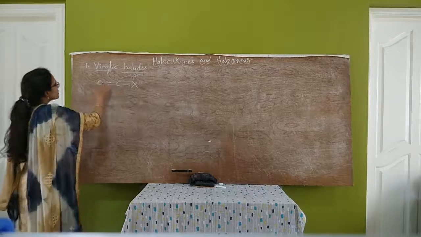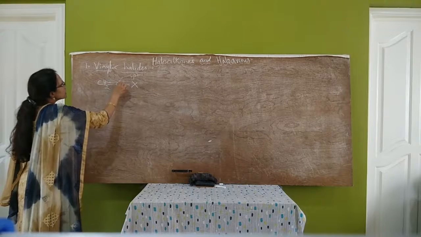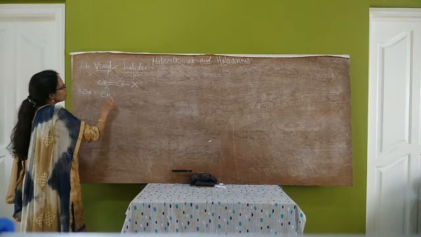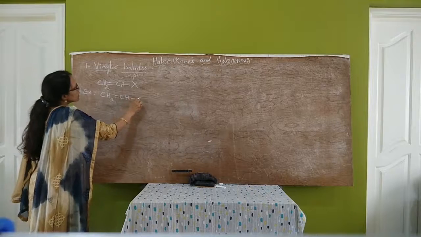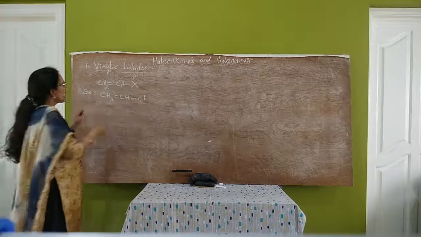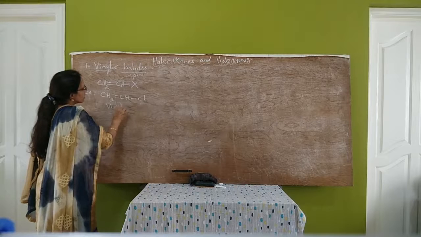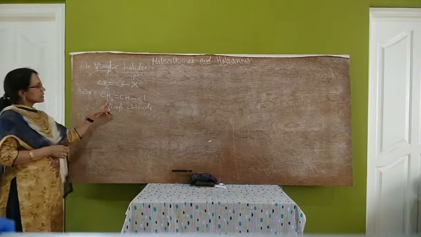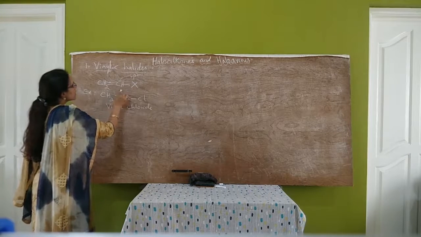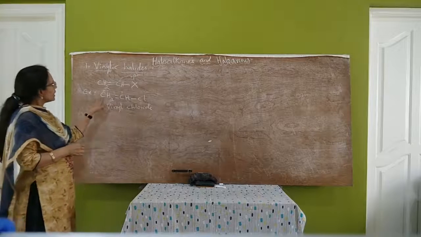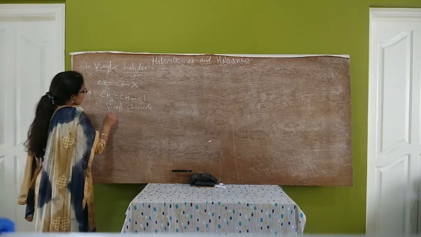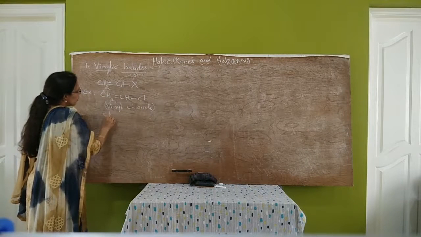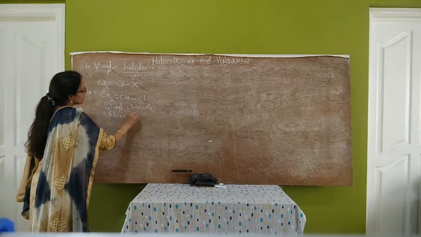So complete the valency: CH2=CHX. For example, you can write CH2=CHCl. This is called vinyl chloride. The common name of this compound is vinyl chloride. What is its IUPAC name? The IUPAC name is chloroethene. Common name is vinyl chloride, IUPAC name is chloroethene.